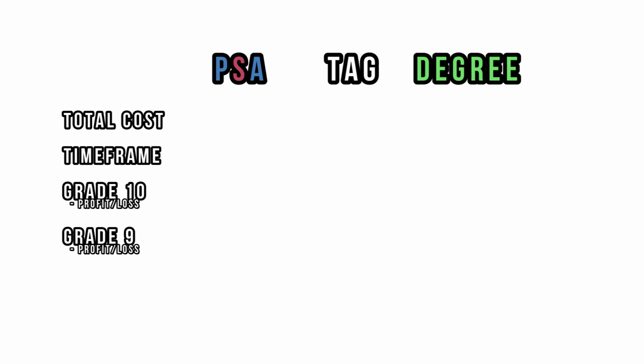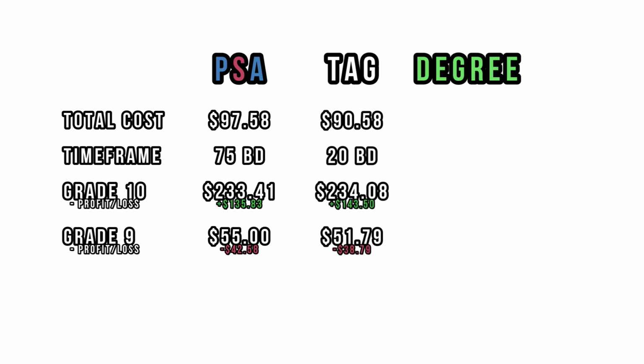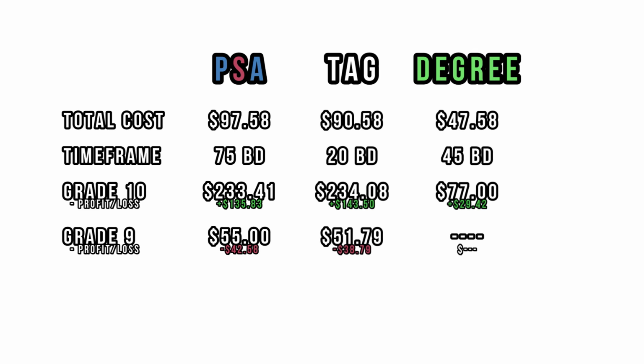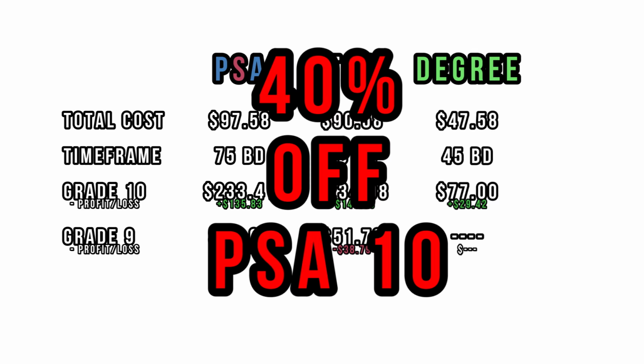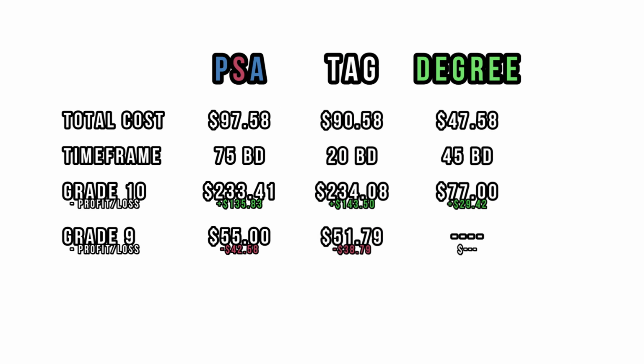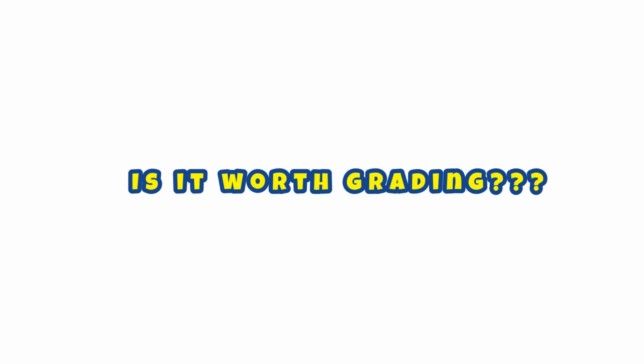Now, when we're talking about if there's a profit or loss on them, we're going to again look at PSA. The most profit there for grade 10 and TAG for grade 10 is based on the most recent 5 average sold on eBay. And then for Degree, there's only one that sold at 10 for $77 I could find. But in general, I like to assume a 40% discount from the grade 10 PSA value. Grade 9 I would assume would be the exact same as the actual card value or close to what everyone else has. So to you, is this worth grading? Let me know in the comments down below.